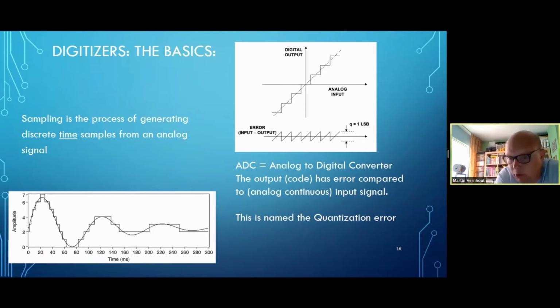And the main workhorse there is your analog to digital converter, your ADC. And that's how we will abbreviate it. The output code has an error compared to the analog continuous input signal because it will be a finite number of levels which it can identify. The resulting error in the approximation of the analog continuous signal will be your quantization error.